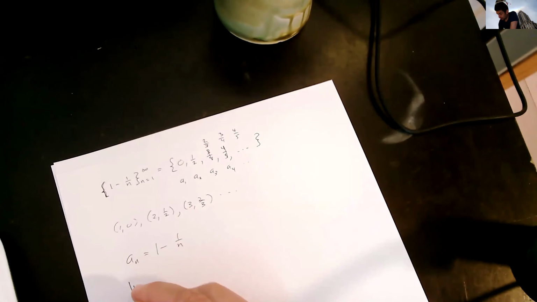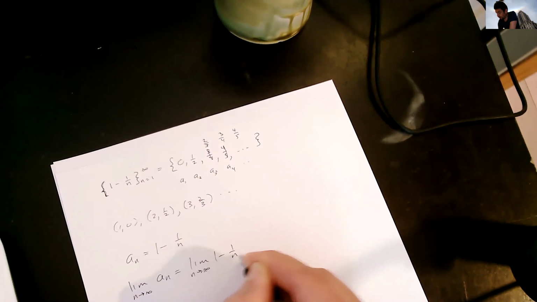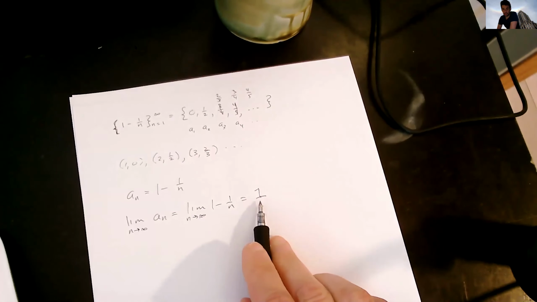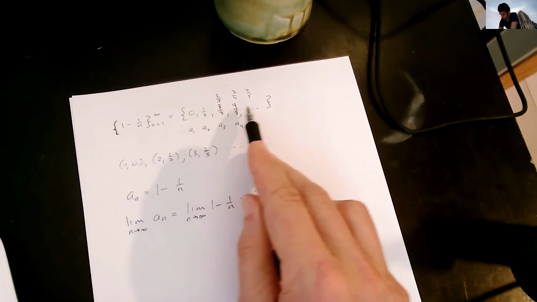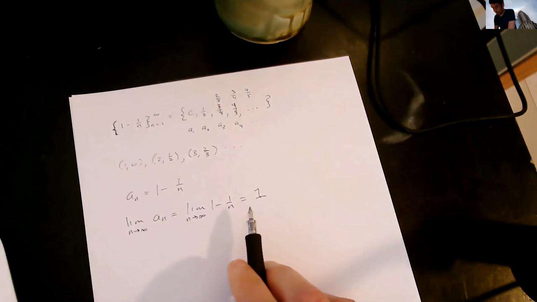And I'm making the claim right now that the limit as n goes to infinity of a sub n, or the limit as n goes to infinity of 1 minus 1 over n, is equal to 1. And according to the definition, what that means is I can make this sequence of numbers that I started writing up here as close as I want to the number 1 by making n large enough.